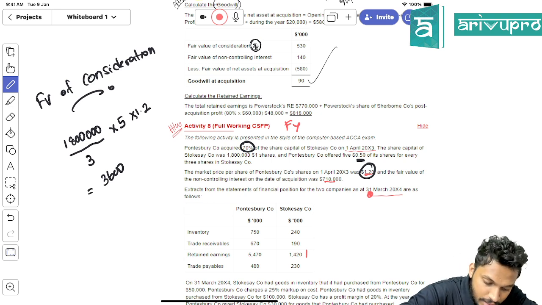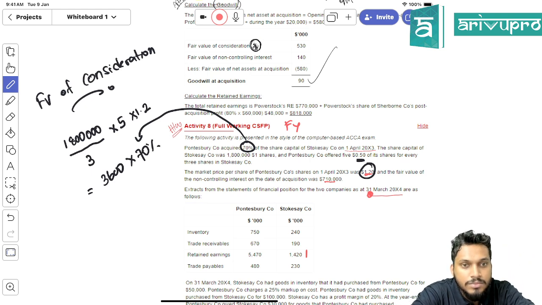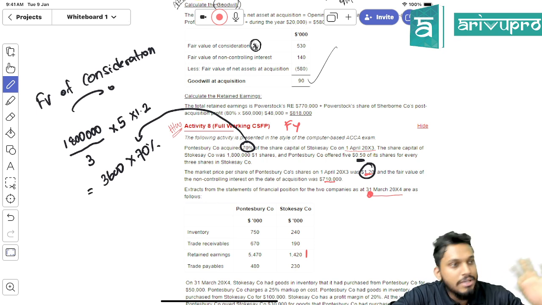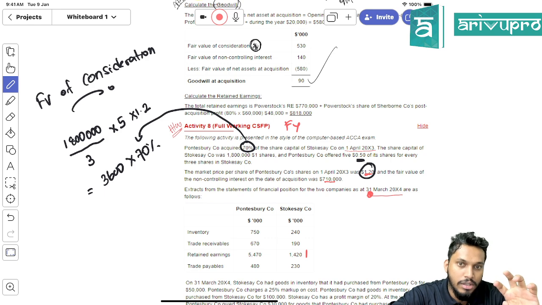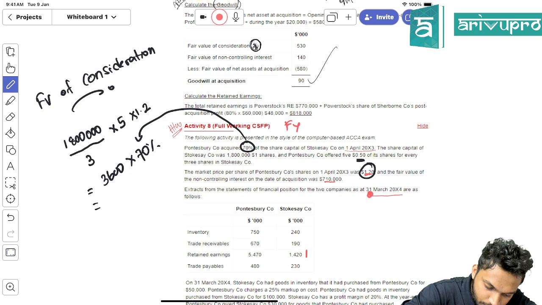Of this, we are investing how much? Only 70%. Because 70% is your investment, isn't it? Only 70% you are purchasing. So they are telling that of 1.8 million, for every 3 shares of them is equal to 5 shares of us. So we took the total value of the company. You got it? So what is the value here? 2,520.